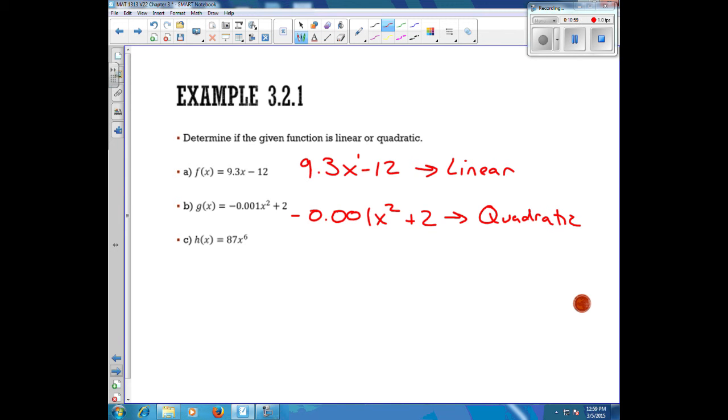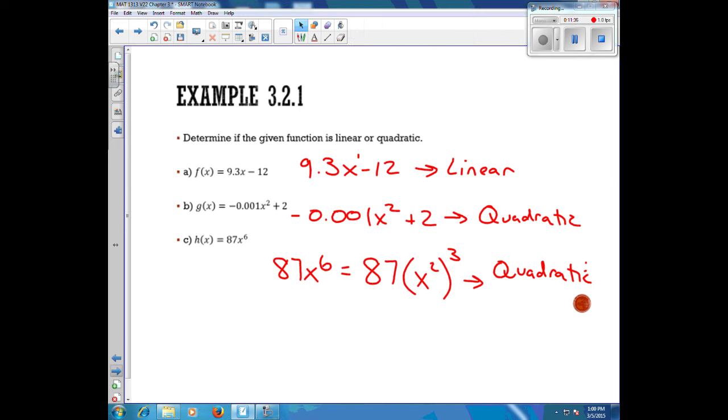And finally, 87x to the sixth. Well, that's not to the first power or the second power. But we can rewrite this, because it's an even exponent, as x squared to the third power. And because it's an even exponent, we can write it this way. It's quadratic in nature, even if it's not a quadratic function. So anything that's raised to an even power of x can be written at least in some form as a quadratic function.